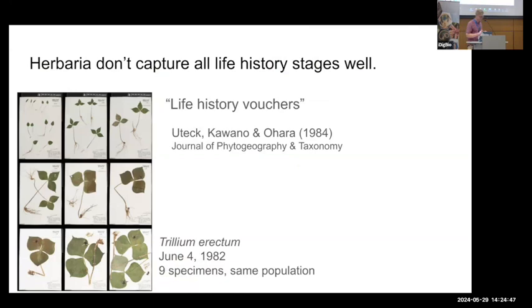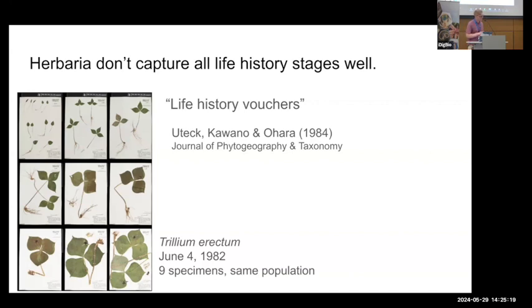We're getting there. And that is that herbaria don't capture all life history stages well. This is something else I've been actively thinking about. We oftentimes collect plants when they're in flower or fruit, and an ideal specimen maybe isn't collected vegetatively, whether that be because it's difficult to identify or confirm its identity. But I think that is part of the biodiversity spectrum that we want to be documenting. And one cool example are these life history vouchers.